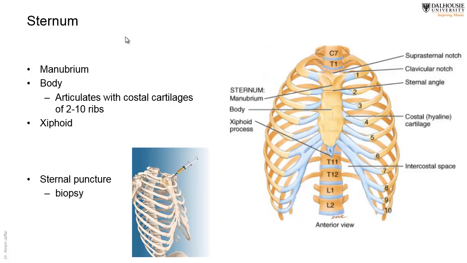So they will perform what they call sternal puncture, and this can be done easily, because the sternum is just beneath the skin. The sternum is one of the bones that contains red bone marrow, not yellow bone marrow. So that's why it is a site of predilection for performing bone marrow biopsy.